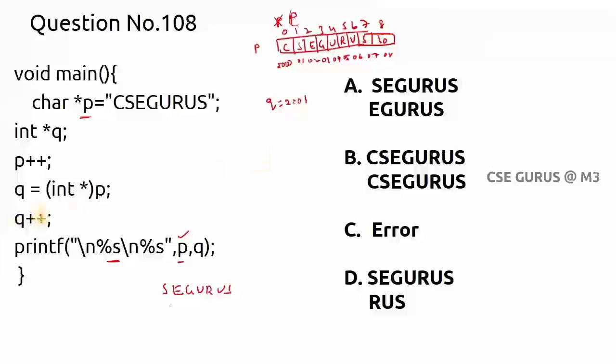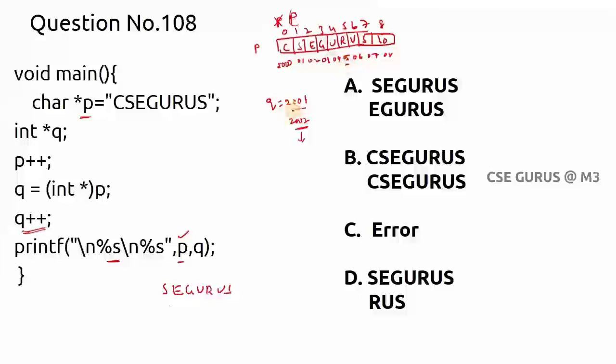Now if I write q++, what happens? Will it increment by 1, that is 2001 will become 2002? Will it go to here? No. Here q is an integer pointer, so how many bytes does an integer take? 4 bytes. That's why it has to move 4 positions to the right. That means q++ moves 1, 2, 3, 4 positions, so it goes to the position 2005.